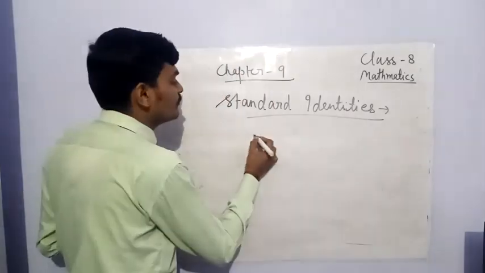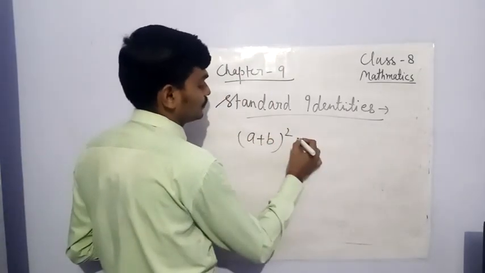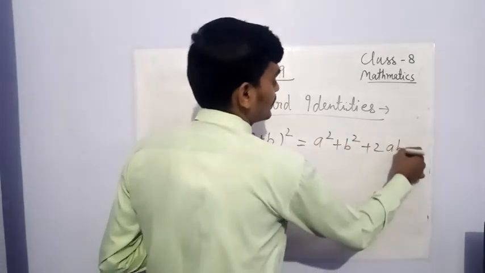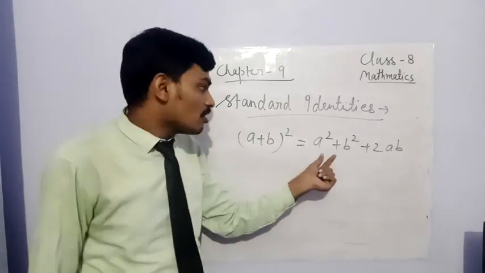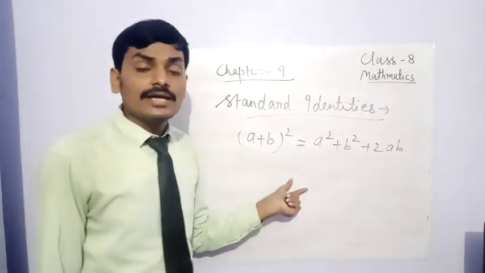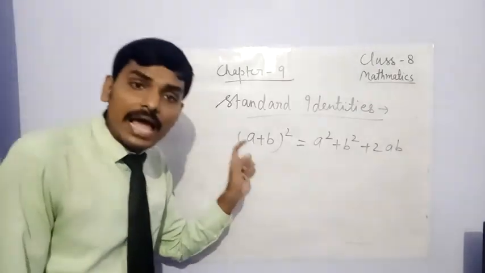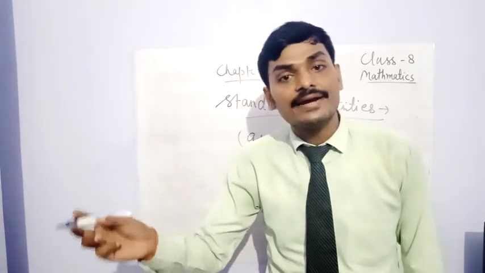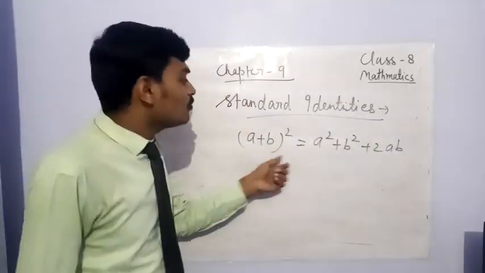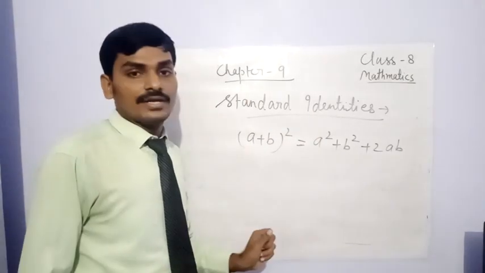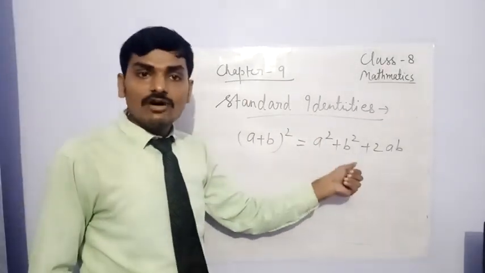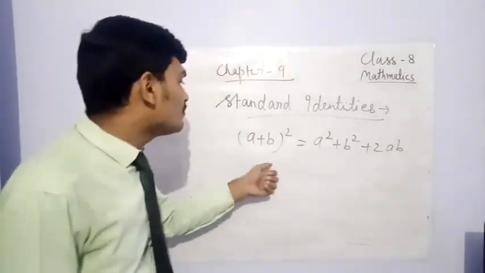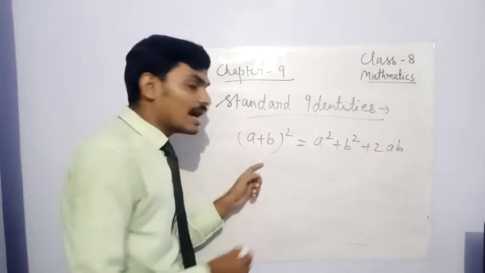That is, if we take a plus b whole square, this will be a square plus b square plus 2ab. If we put any value of a and b in this equation, then we find the LHS is equal to the RHS, that is, the left hand side is equal to the right hand side. So all the values of a and b will follow here, and after putting any value of a and b, we will find the left hand side equal to the right hand side.